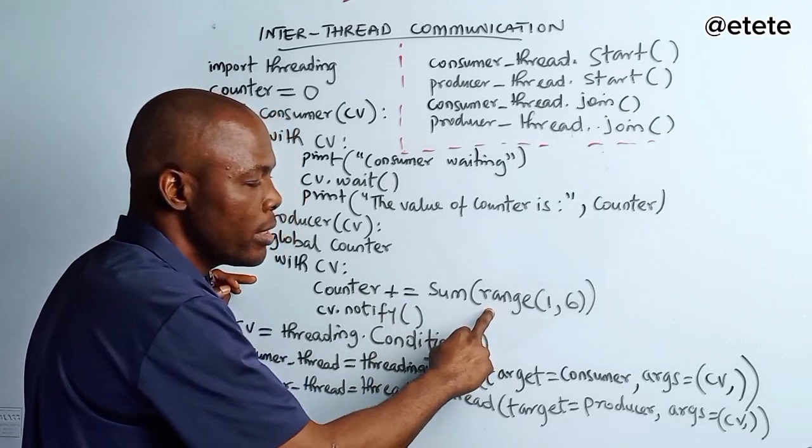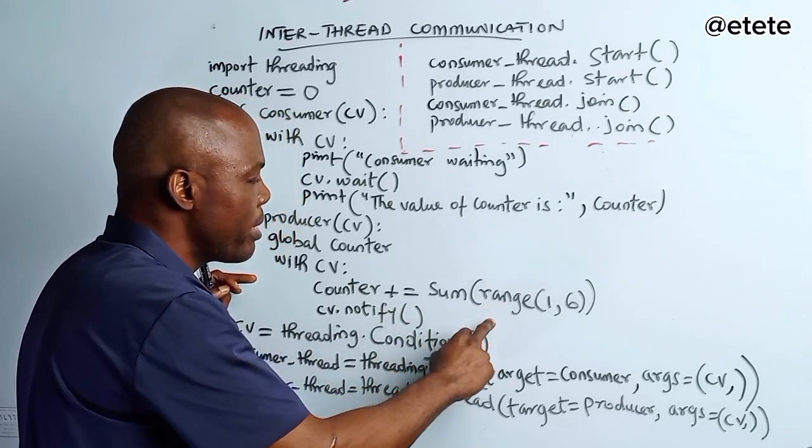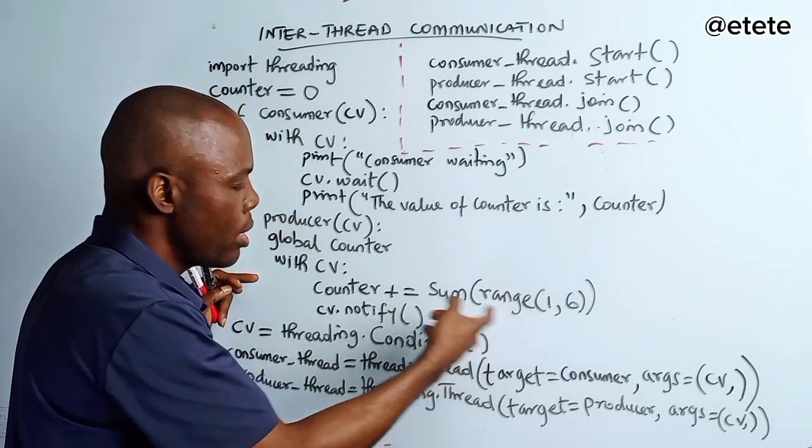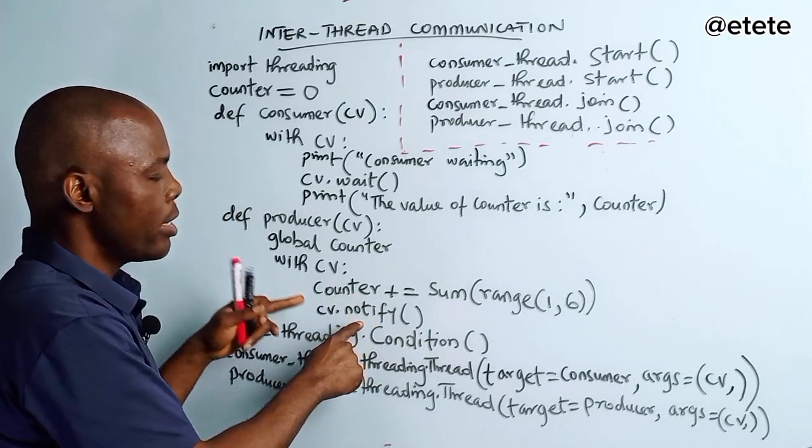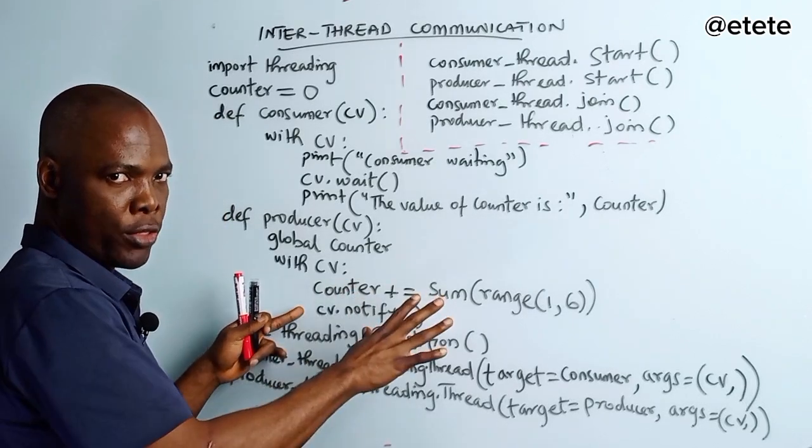So it will increment the counter, and it will sum it up. So the counter will now be what? 15. Then it will notify, calling this notify method, that I'm done.